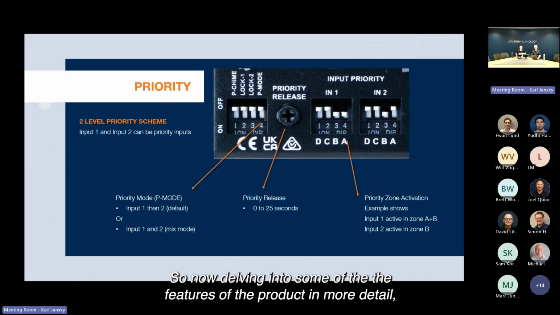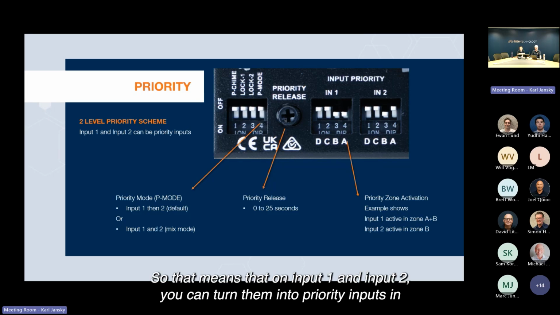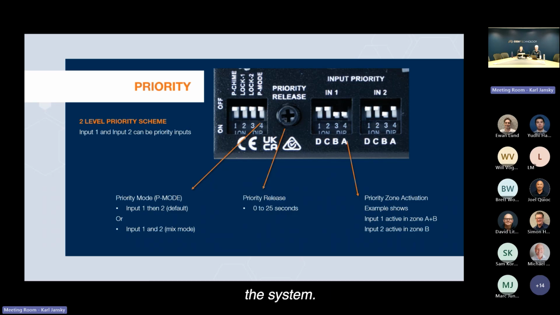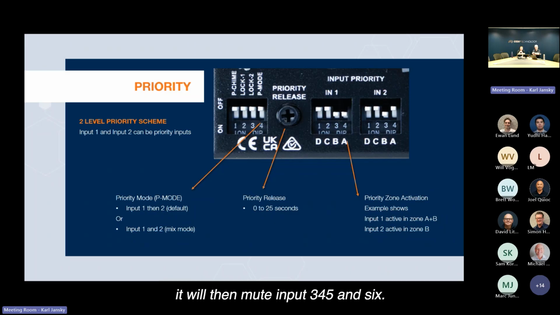So now delving into some of the features of the product in more detail, the priority in the Z624, it's a two-level priority scheme. So that means that on input 1 and input 2, you can turn them into priority inputs in the system. And when the system detects audio is coming in on input 1 or input 2, it will then mute input 3, 4, 5, and 6.